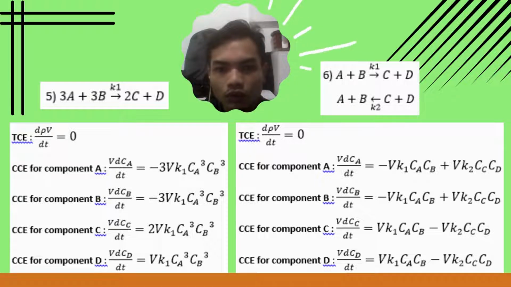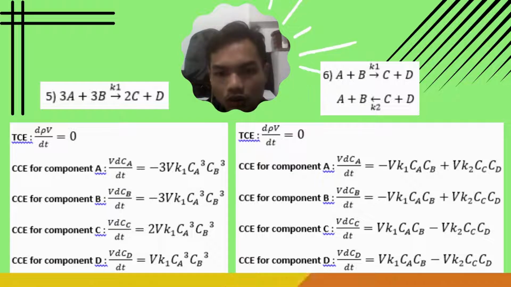So next we go for example 6. We got A plus B produce C plus D, and also C plus D produce A plus B. So we just go for the CCE. For component A, we got VdCA over dt equal to negative VK1CACB plus VK2CCCD. Negative because A is consumed in the first process, and for the backward process, C and D are consumed to produce A and B. So A is also produced in this process.